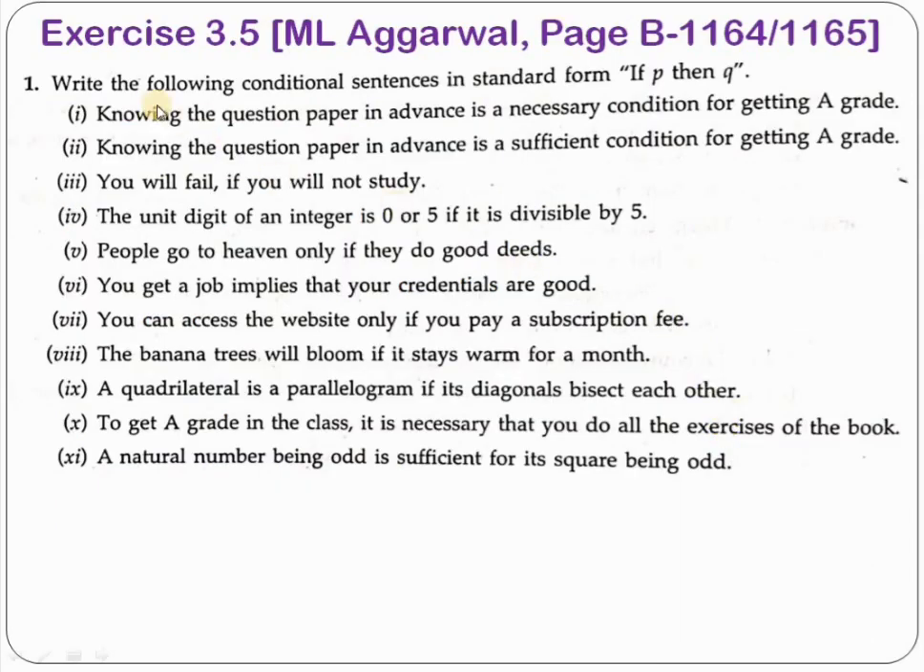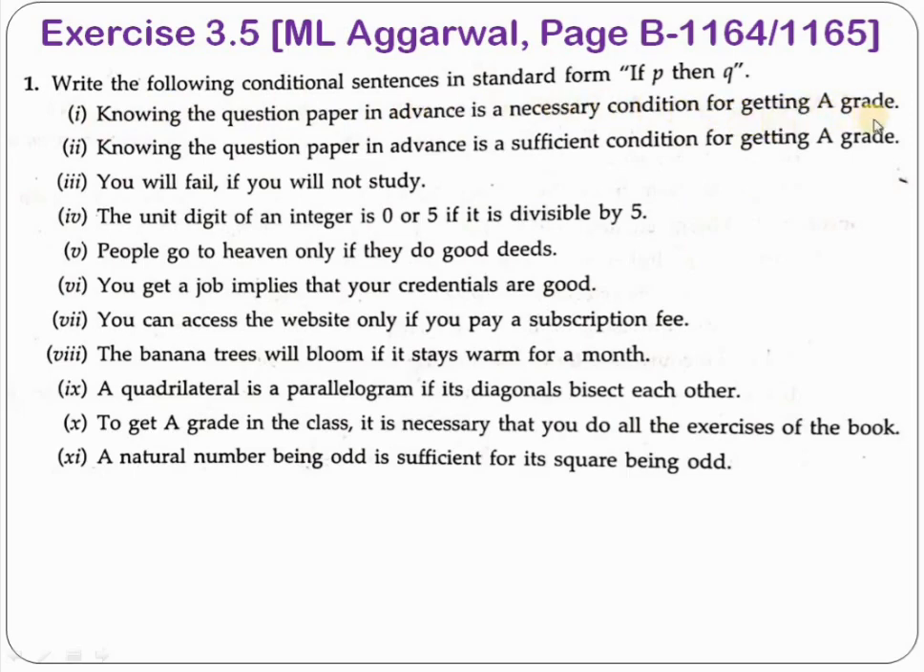Okay, so write the following conditional sentence in the form if P then Q. So let us try to understand this here. Let me read the first question for you. The first question says, knowing the question paper in advance is necessary condition for getting grade A. Okay, so if you compare this with the earlier 5 conditions, knowing the question paper in advance is Q, is necessary condition for getting grade A.